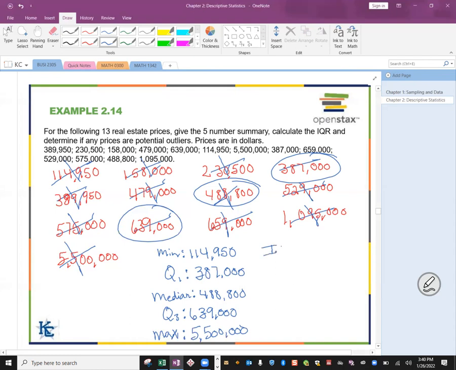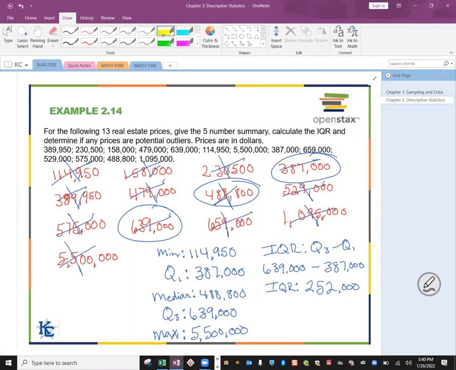If we want our interquartile range, we talked about how that was our Q3 minus our Q1. So our interquartile range is 639,000 minus 387,000. And so our IQR is 252,000. And I would say that we have an outlier, right? Our outlier in this case would be this 5 million. All of these values are steadily increasing, but 5 million takes a huge jump, right? So I would say that 5 million would be our outlier.